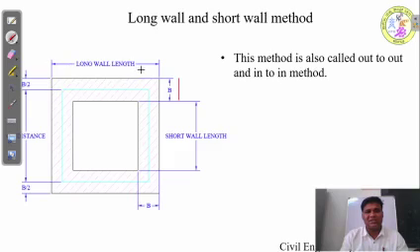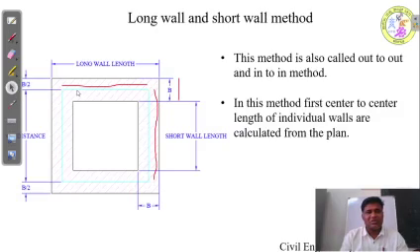This long wall, short wall method is also called the out to out method and in to in method. So in this plan I am going to consider all the walls along the direction x as long walls. I am going to add the distance of the breadth to the center line distance. In this long wall length, from here to here is called the center to center distance of long wall, and similarly from here to here is called the center to center distance of short wall.